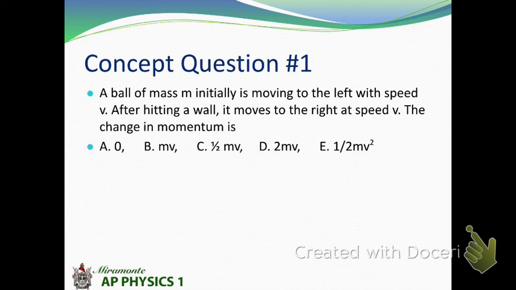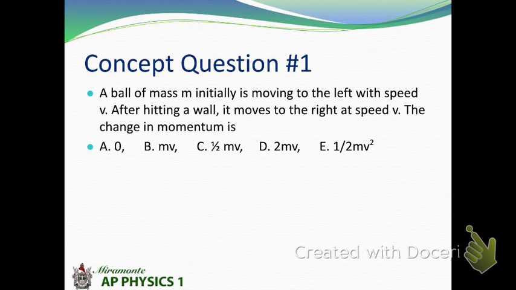Okay, concept question. So this is different than practice questions. These are concept questions. A ball of mass m is initially moving to the left with speed v. After hitting a wall, it moves to the right at speed v. In other words, a ball goes in, it bounces off the wall, it comes off at the same speed it went in. Okay? The change in momentum is what? Jot it down. What do you think the change in momentum is?